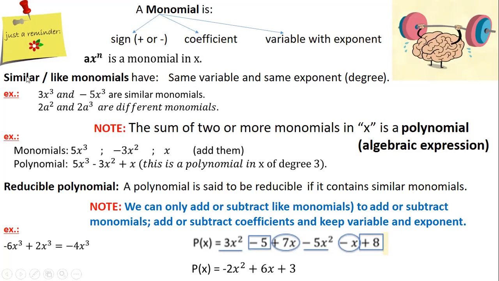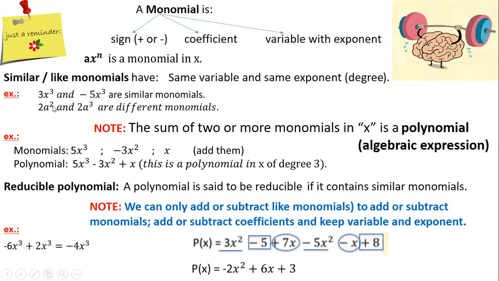When we talk about similar or like monomials, they have the same variable and the same exponent or degree. For example, if I give you the monomials 3x cubed and minus 5x cubed, these two monomials are like or similar. Why? Because I don't care what the coefficient of the monomials is. I look at the variable here, it's x, and the variable here is x. The exponent of the variable, or the degree, is 3 in the first one, and it is 3 in the second one. So these two monomials are called similar monomials.